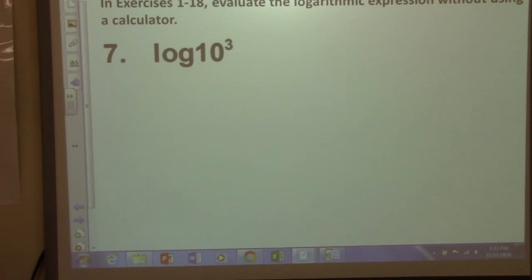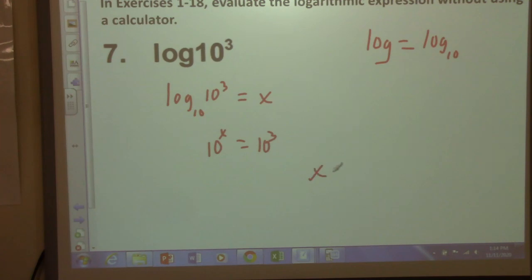Does log just mean 1 or what? Yeah, let me show you. Whenever you see log like this, that's a convention for log base 10. So what we're really looking at here is log base 10 of 10 to the 3rd power. So the answer is 10 to what power equals 10 to the 3rd power? 3, right? If we use our formula, 10 to the x equals 10 to the 3rd power, x is equal to 3.